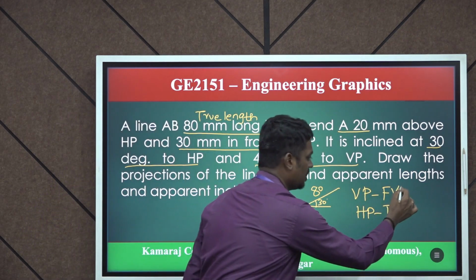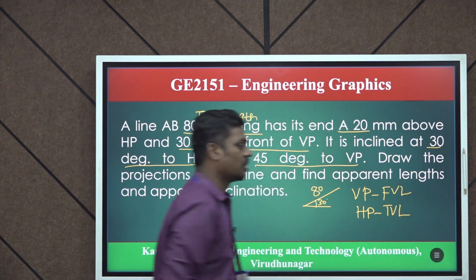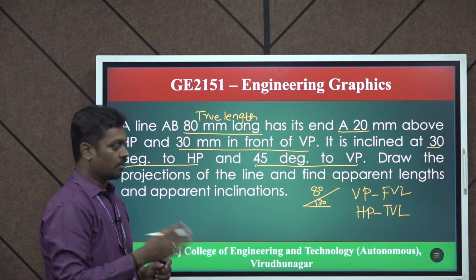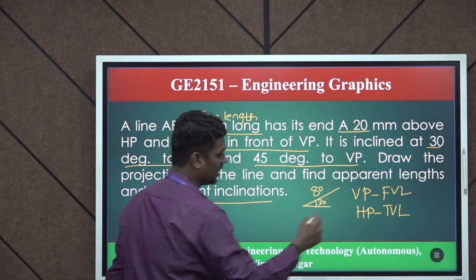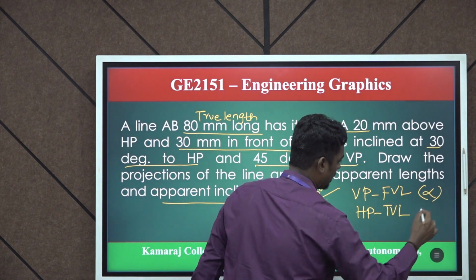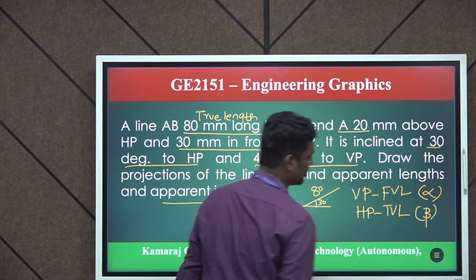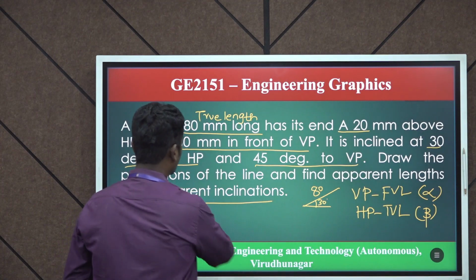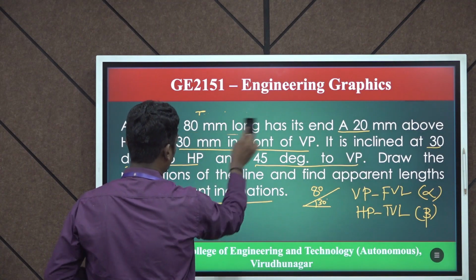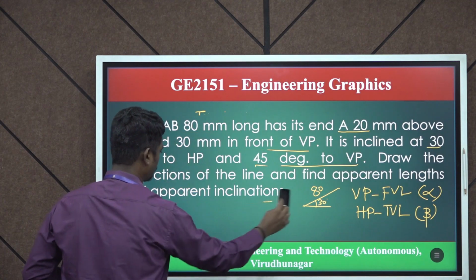These are the two apparent lengths we need to find out: the front view length and the top view length of the line, and also their inclinations. Apparent inclination means the inclination of the front view and the inclination of the top view. These data we need to find out. How to draw this projection of lines, we will see.